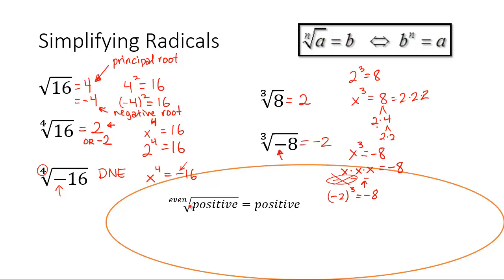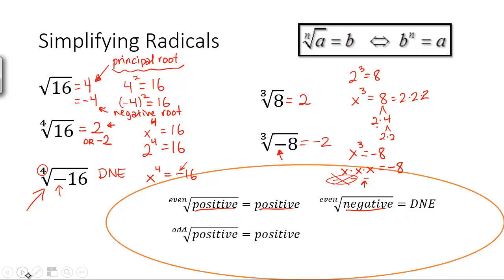An even root of a positive number will give you a positive answer. That's because we're choosing the principal root. An even root of a negative number, like here, does not exist. An odd root of a positive stays positive, and an odd root of a negative stays negative. So the odds are totally fine, but it's the even root that has a problem with its sign.